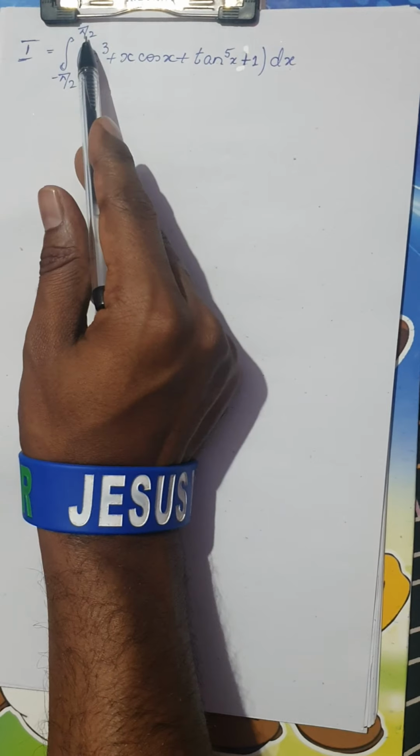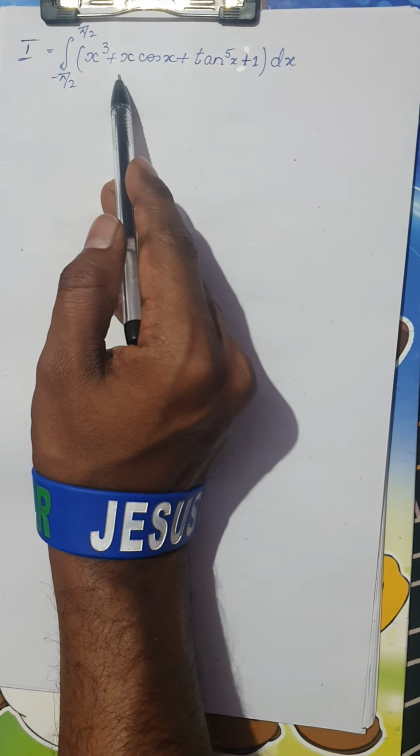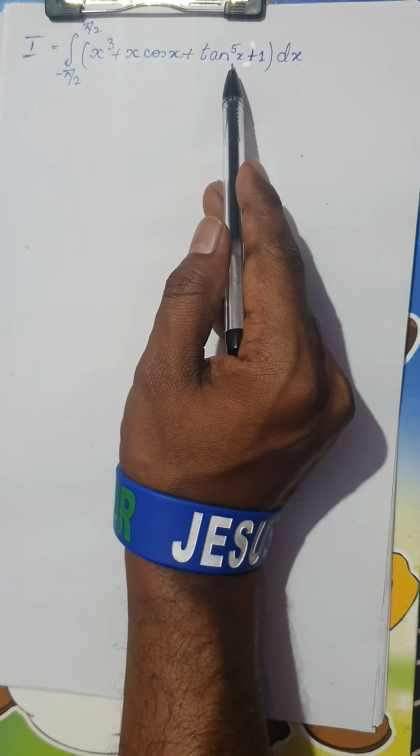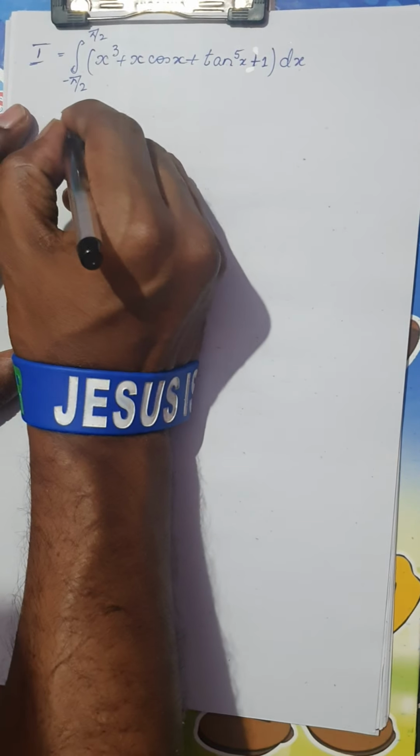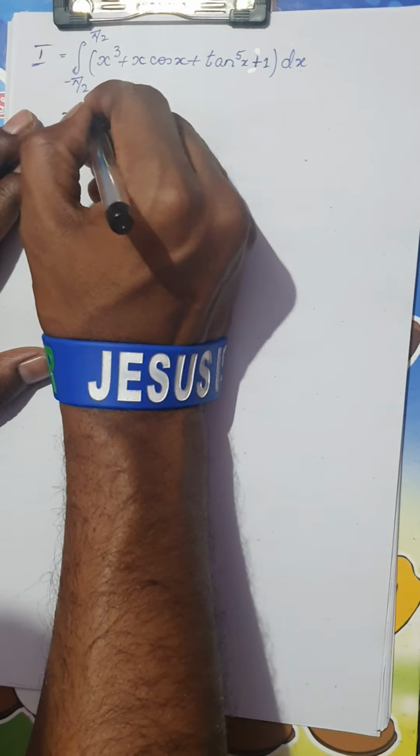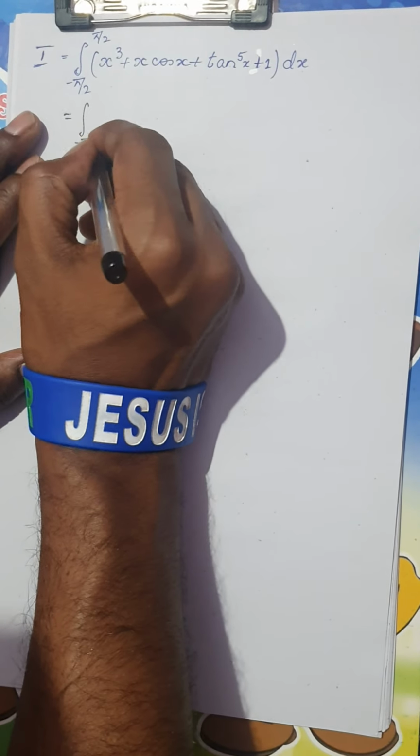Integral from minus pi by 2 to pi by 2 of x cube plus x cos x plus tan power 5x plus 1. Okay, now before checking the integral for even and odd function, I am going to split the integral.